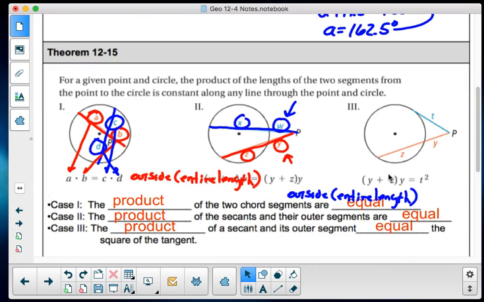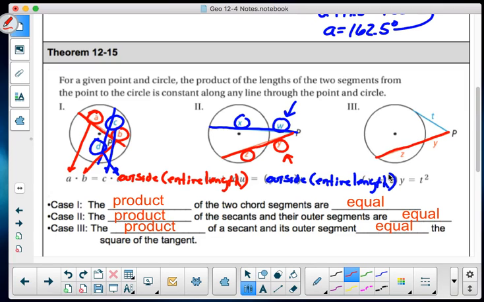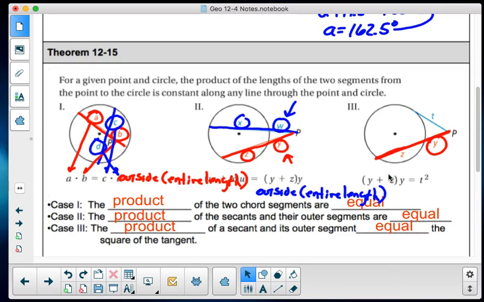I take the outside length times the entire length, and that's equal to the outside length times the entire length. Okay, that not only works for the one in case 2, but it also works in case 3. The outside length in the red, see this is a secant, it's the outside length times the entire length, Y plus Z, and that is the outside length times the entire length. And just to make sure you see it, Y plus Z is the entire length, and Y is the outside length alone. So that outside length times the entire length is equal to the outside length times the entire length.